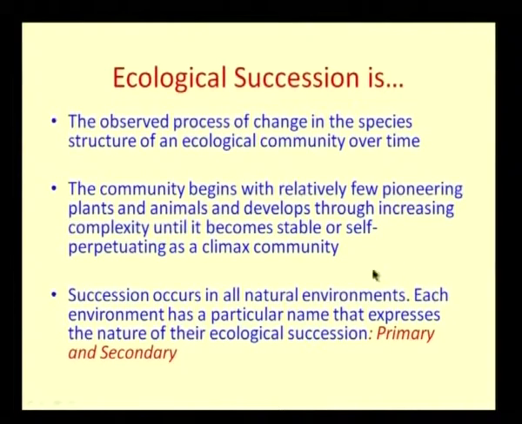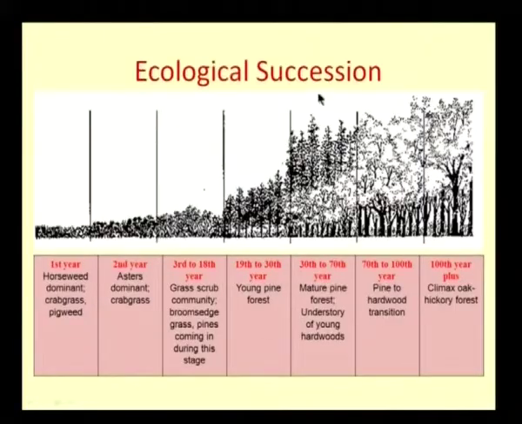Succession occurs in all natural environments. So each environment has a particular name that expresses the nature of their ecological succession. Okay, so there are different types of succession that exist. One is the primary succession and then the secondary succession. Here this picture shows the diagram of ecological succession. What happens from year 1 to 100 plus years.